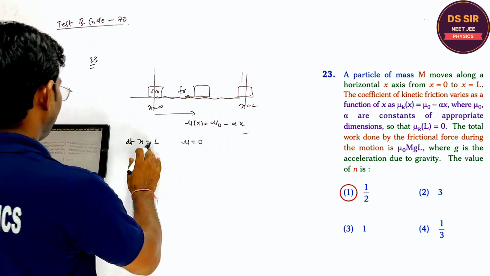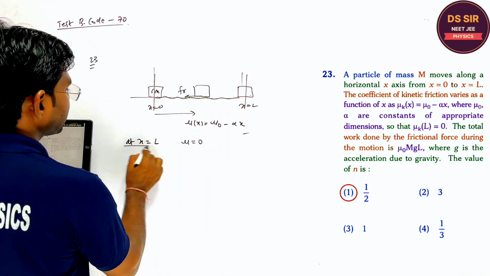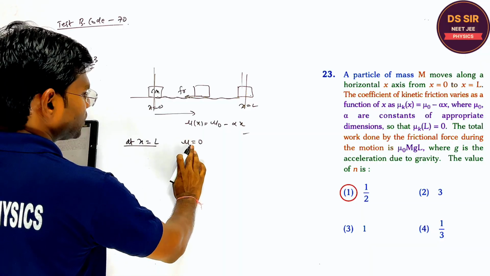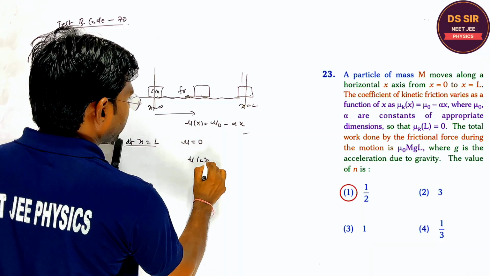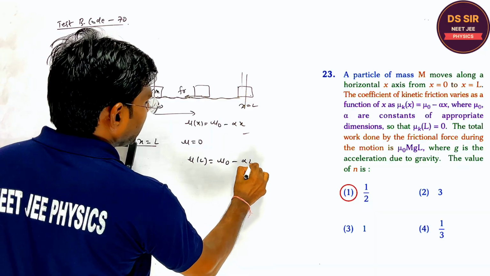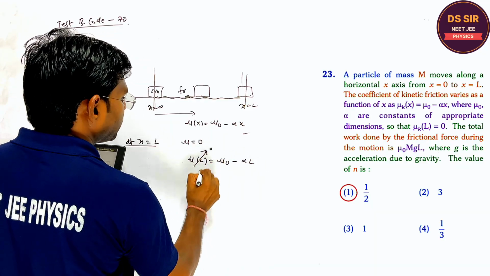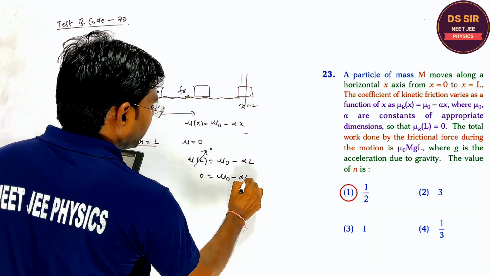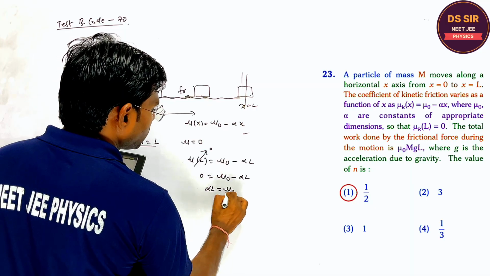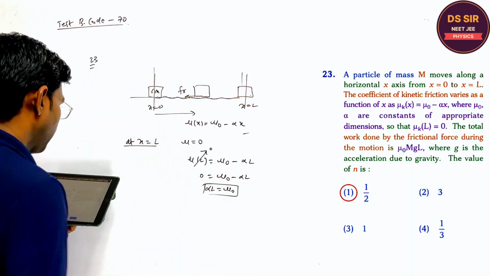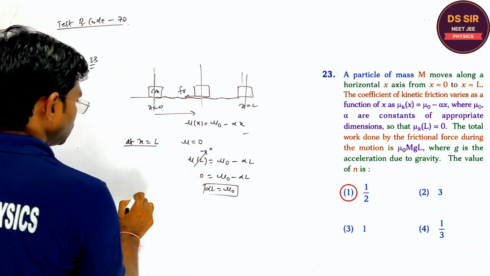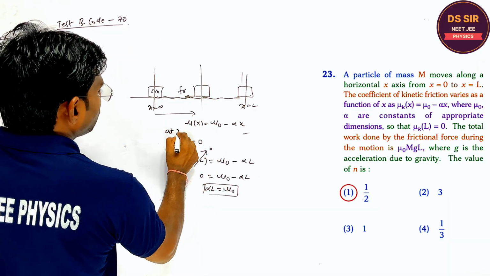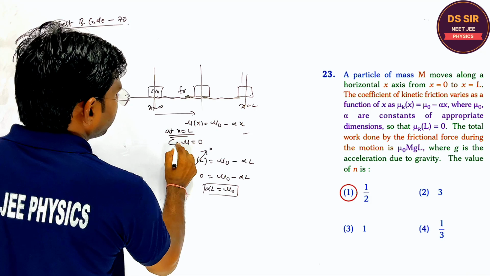Listen, one more thing is given. At x is equal to L, the friction coefficient becomes 0. So if you put x is equal to L over here, the friction coefficient becomes 0. So mu naught minus alpha L, so alpha L is equal to mu naught. This is one more relation we have found. Right, now the work done you have to find. So at x is equal to L, mu is given.